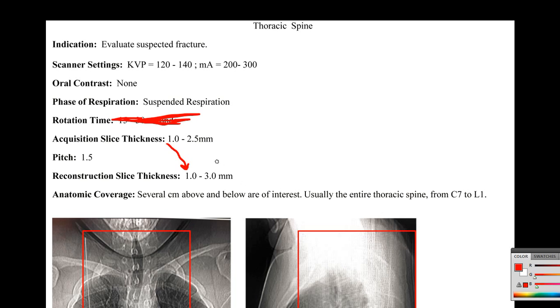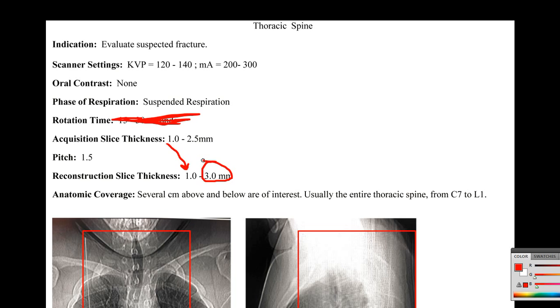And that brings us to the reconstruction slice thickness. Usually 3s are utilized because of the amount of storage space that 1 millimeters would actually take up in terms of PACS. So it's much more efficient to utilize 3 millimeters, and if there is some abnormality, you can always go back and recon into 1 millimeters or 2 millimeters.